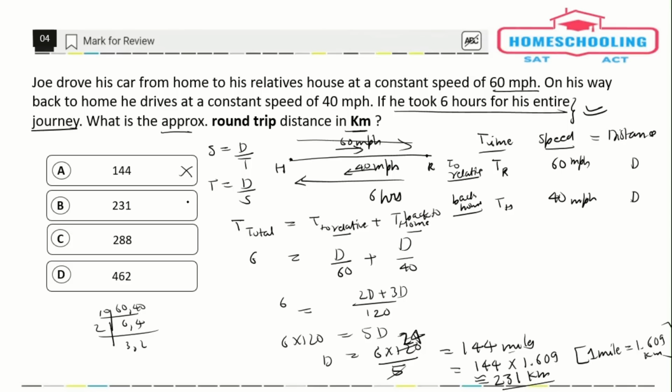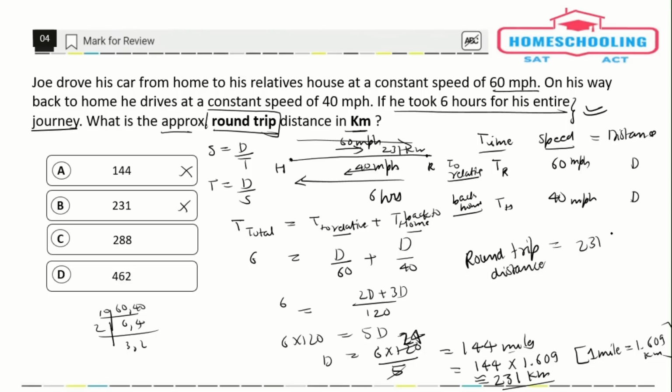Now many of you will answer this option, but still this answer is not correct, because here we have to find the round trip. This is the distance from home to the relative's house. One side distance is 231 kilometers. So we have to find the round trip: 231 from home to the relative's house, then back to home, 231 kilometers. So what would the round trip distance be?